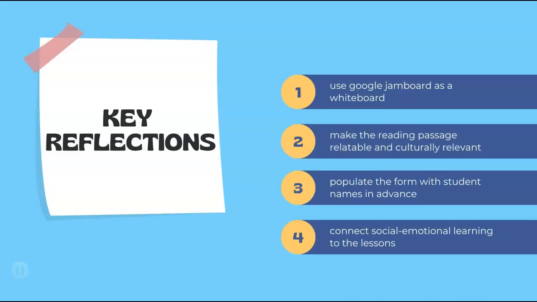Here are some key reflections after this lesson. The first thing is, on a technological end, I'd still use Google Jamboard as a whiteboard. Secondly, I would make the reading passage relatable and culturally relevant. Also, I would populate the form, any form that you're using, whether it be docs or sheets, with the student names in advance so they know exactly where to write. This also helps with taking attendance and seeing who is actively participating in the class. And fourthly, connect social emotional learning to the lesson, especially at the very beginning of the class.